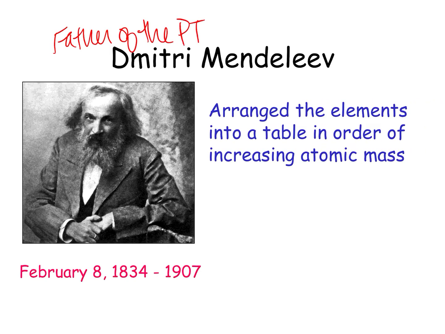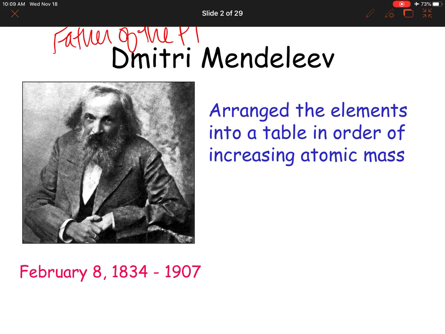Dmitry Mendeleev was the first person to arrange elements in order of increasing atomic mass. So before then, people were trying to come up with other ways to arrange the periodic table. They had lots of different ideas. He was the first one to say, okay, atomic mass is going to be how we do it. And he came up with this brilliant kind of grid structure.